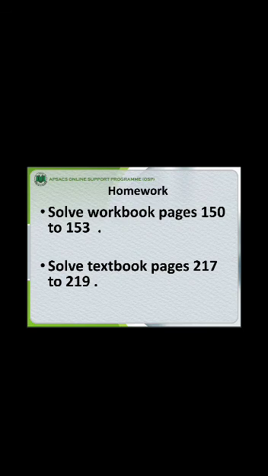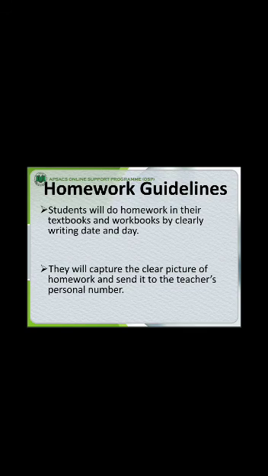Here is your homework. Solve workbook pages 150 to 153, and also solve textbook pages 217 to 219. These are the homework guidelines. Students will do homework in their textbooks and workbooks by clearly writing the date and day. They will capture clear pictures of the homework and send them to the teacher's personal number.